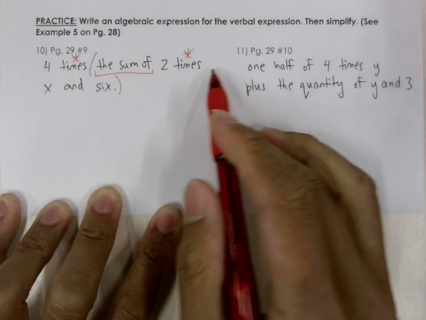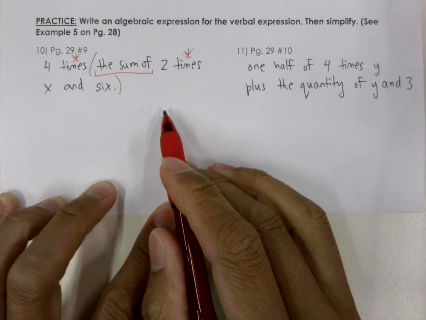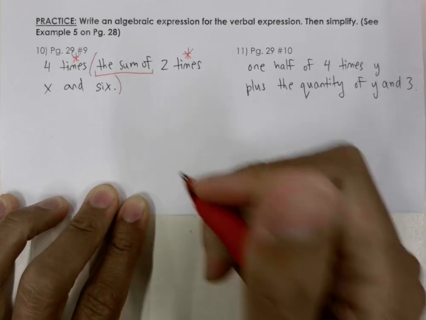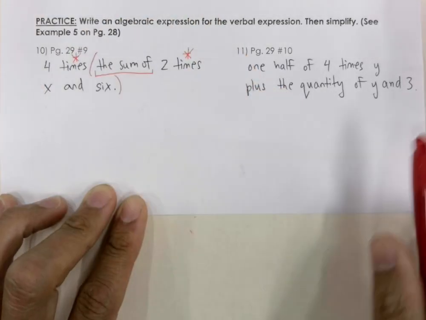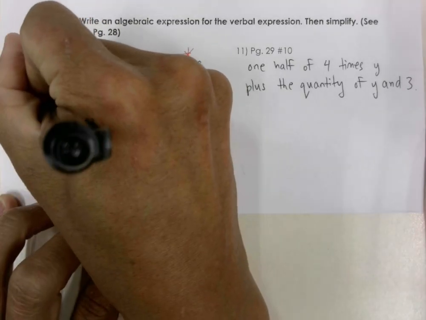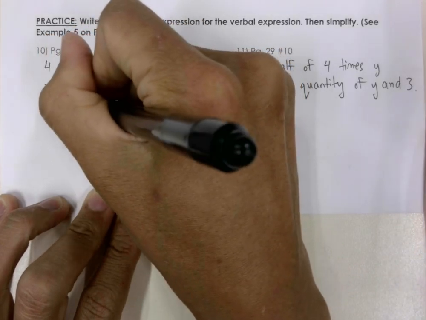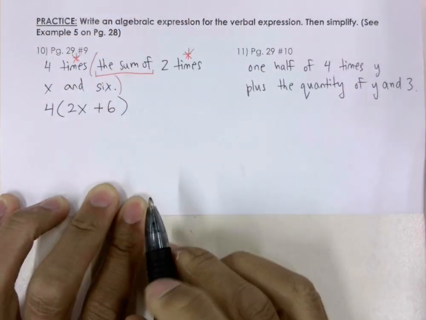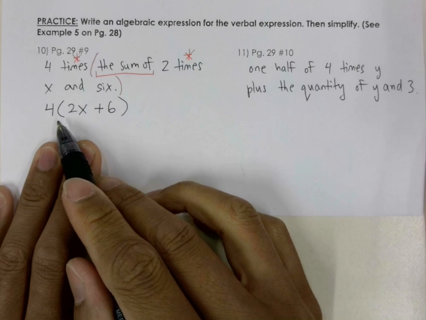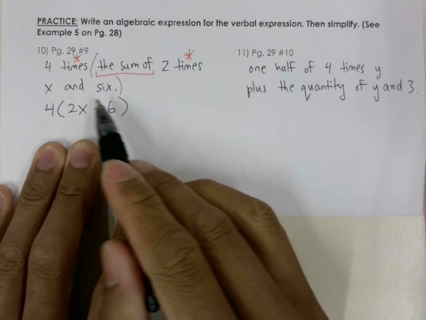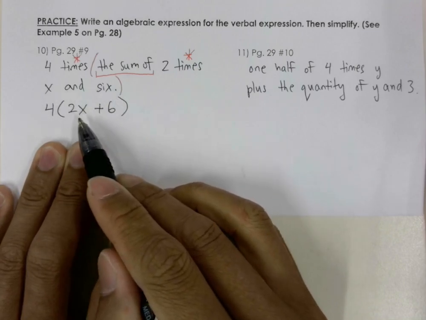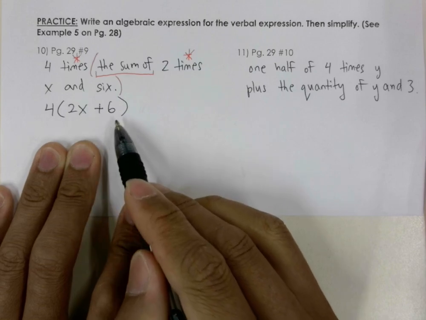Now that we've broken down the verbal expression, let's write the algebraic expression. 4 parentheses 2x plus 6. 4 times the sum of 2 times x and 6.